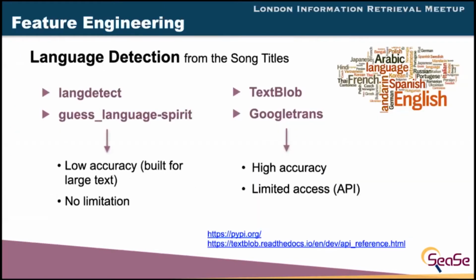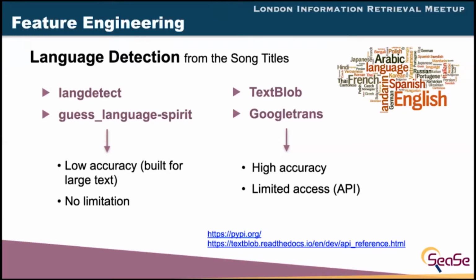Furthermore, we hypothesized that this variable could also be used to extract the language of the song and include it as an additional feature. There are several libraries to cope with this task. Unfortunately, we tried langdetect and guess_language-spirit, which are two Python libraries with no limitation, but they have low accuracy and they are very slow with a big data set. Otherwise, TextBlob and Googletrans have high accuracy, but they have a limited daily request quota because they use the Google API to detect the language.